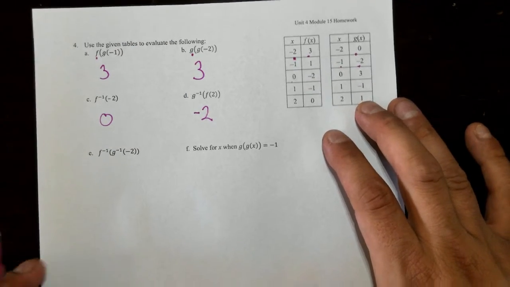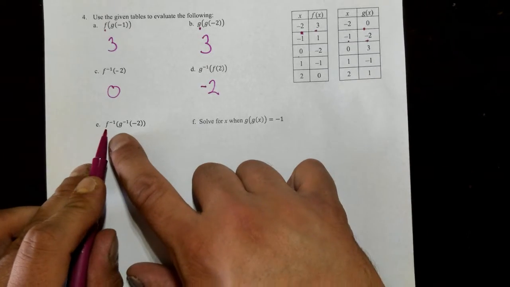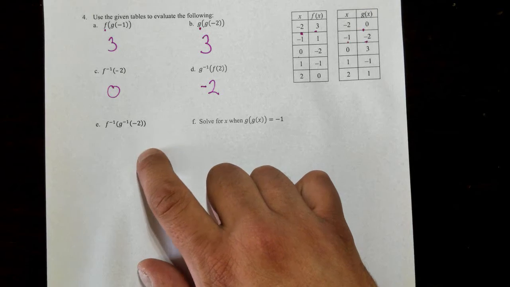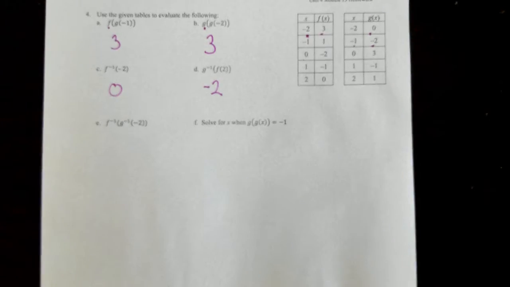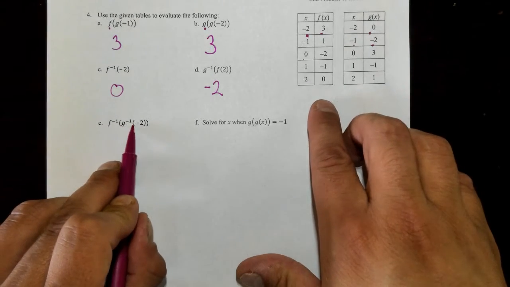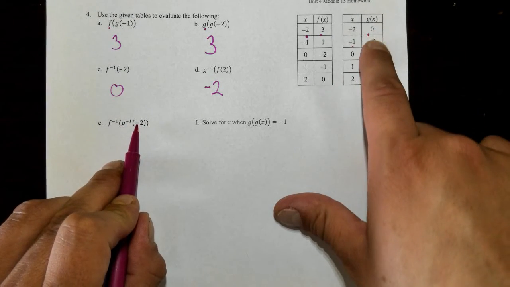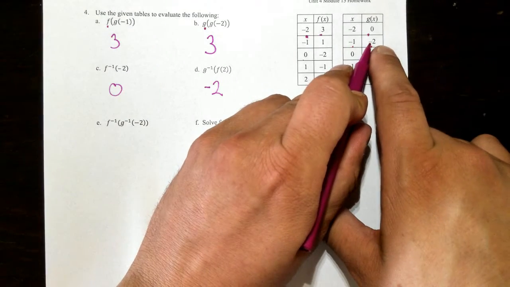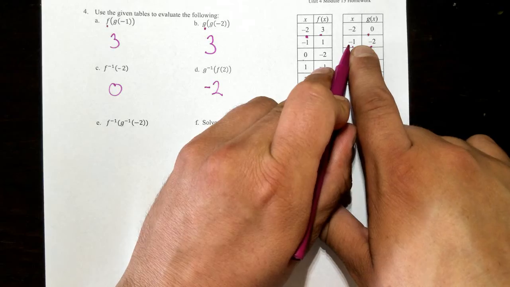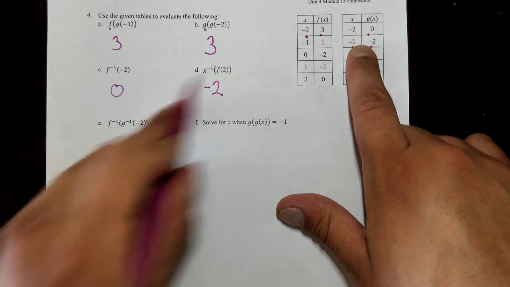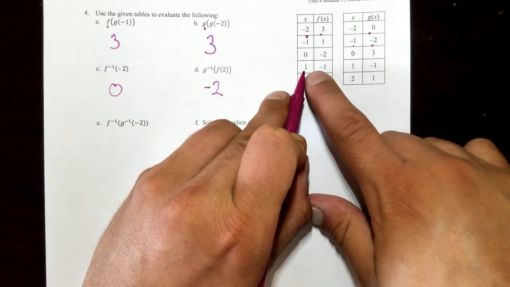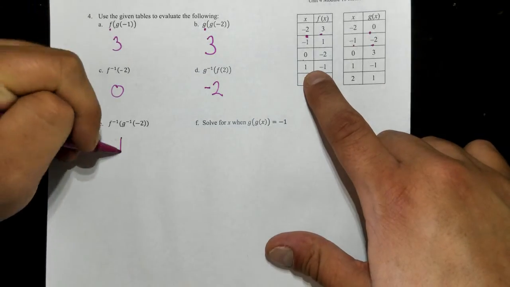All right. What about this next one? F inverse of G inverse of negative 2. So again, we're dealing with inverses, and this time we have 2 inverses. So G inverse of negative 2. Let's look at G and find where the output is negative 2 and look at its corresponding input. That's negative 1. And then we want to apply that to F inverse. So go to where the output is negative 1 and look for the corresponding input. And that is 1.